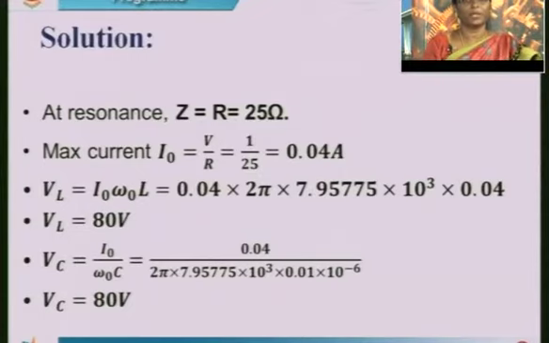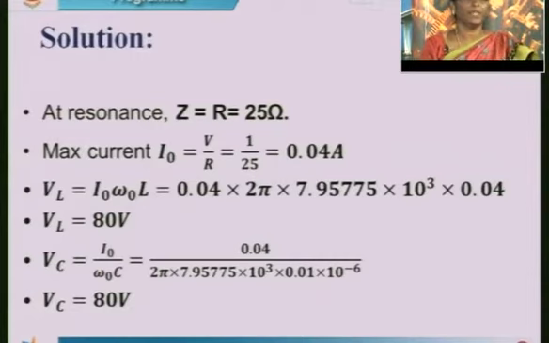and also VC, which is nothing but I naught by omega naught into C, that is current multiplied by capacitive reactance, I into XC. Again we get the voltage across the capacitor equal to 80 volts.